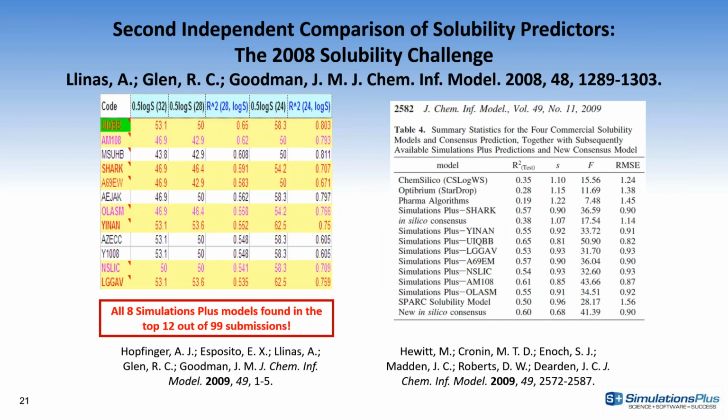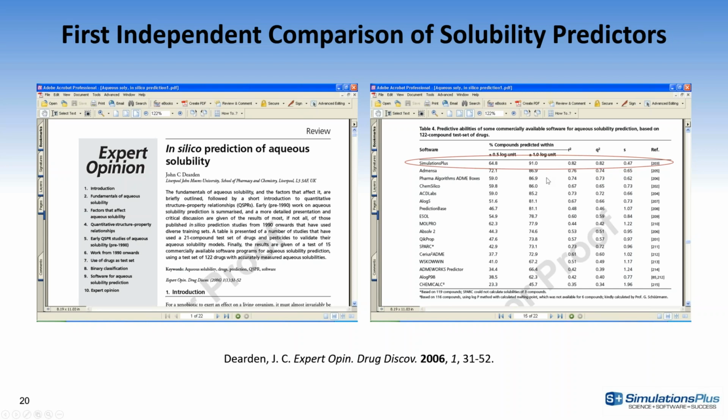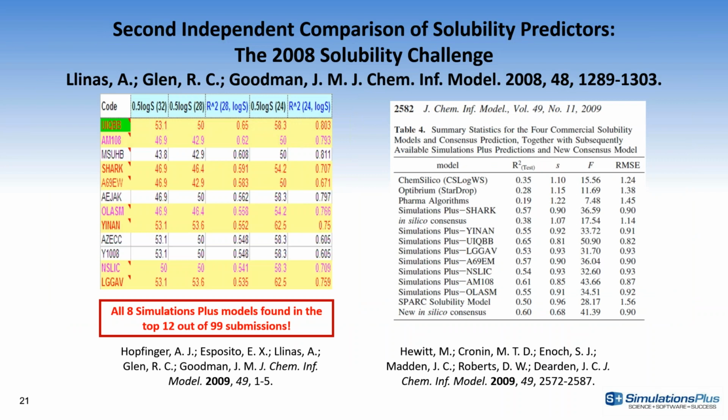So again, 64% within a half log unit, and then 91% within one log unit of the solubility. That's a very hard property to predict, solubility. This slide just illustrates how good our modeling algorithms and our descriptors are.